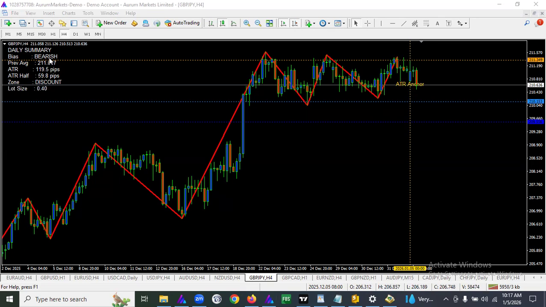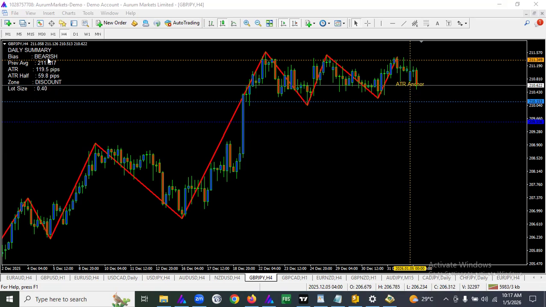Bias changes every day. The bias changes after the close of the daily candle. Immediately the next day candle opens, it gives you the bias for the day, and it does not change until the opening of the next day candle. So you will not see buy now, and the next 1 hour or 2 hours you are seeing sell. No, it gives you the bias for the day.